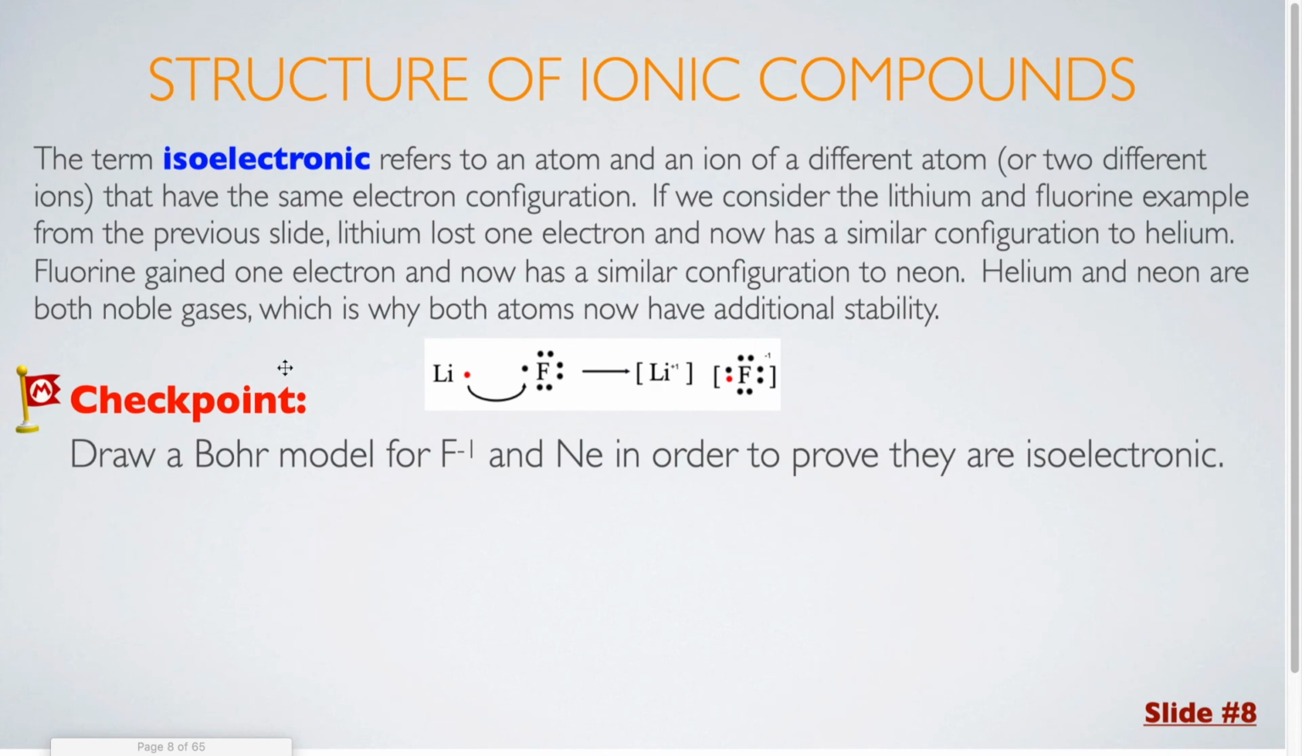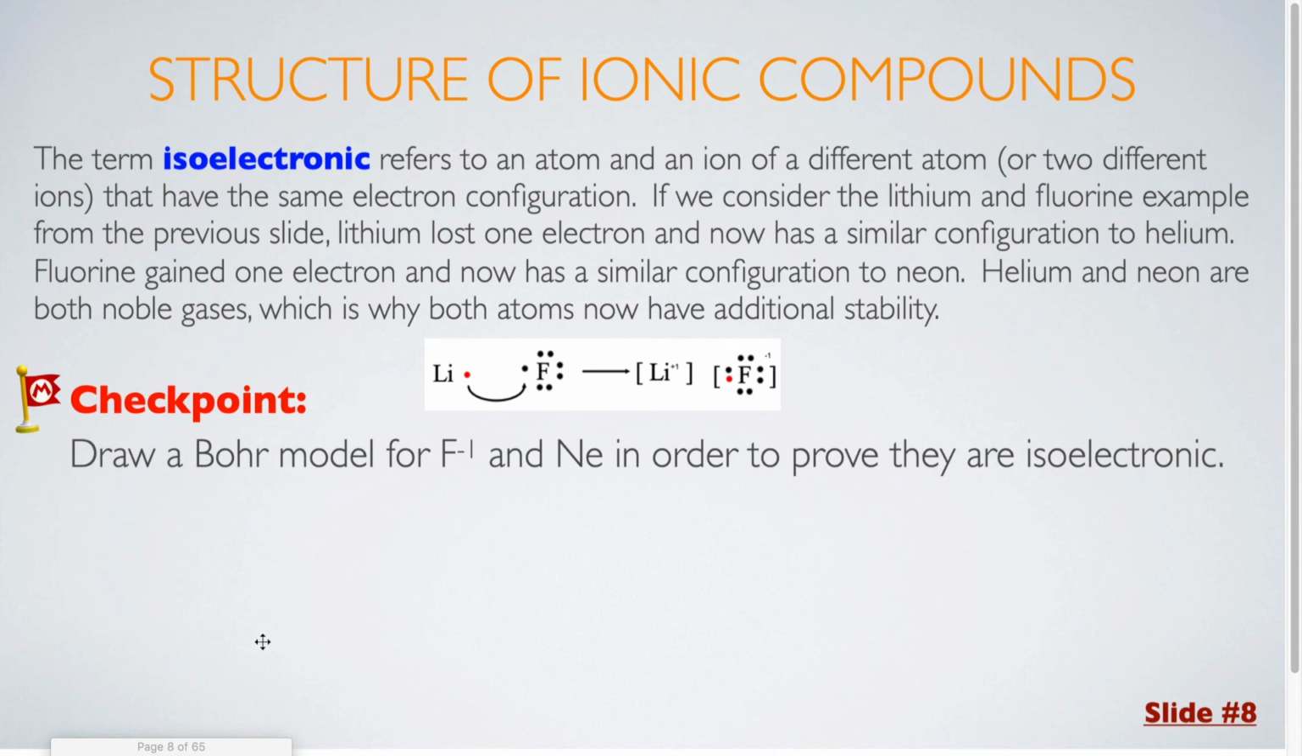The term isoelectronic refers to an atom and an ion of a different atom, or two different ions, that have the same electron configuration. If we consider the lithium and fluorine example from the previous slide, lithium lost an electron and now has a similar configuration to helium. Fluorine gained an electron and now has a similar configuration to neon. Helium and neon are both noble gases, which is why both atoms now have the additional stability.